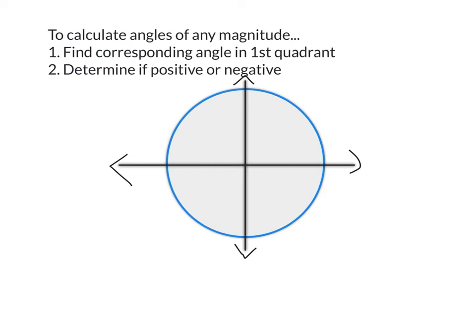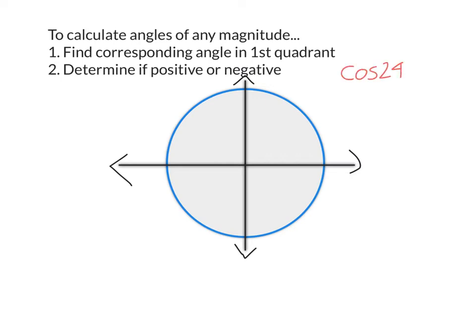So if we need to calculate the sine, cos, or tan of an angle outside the range 0 to 90 degrees, we just follow this step. We find a corresponding angle in the first quadrant, that is between 0 and 90 degrees, and then determine whether our answer is positive or negative. So that probably doesn't make too much sense. Let's start with an example.